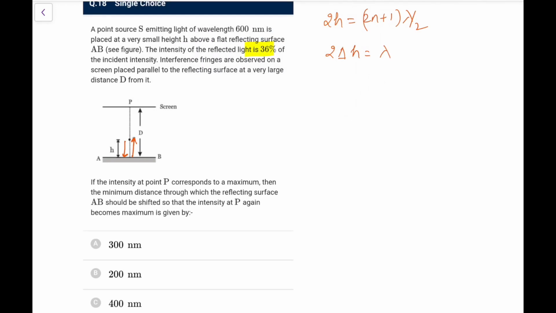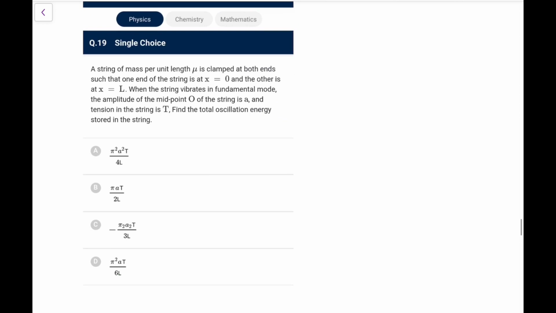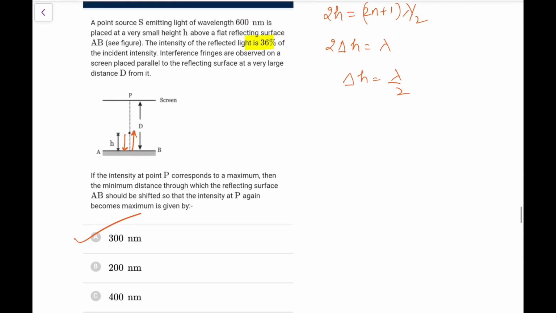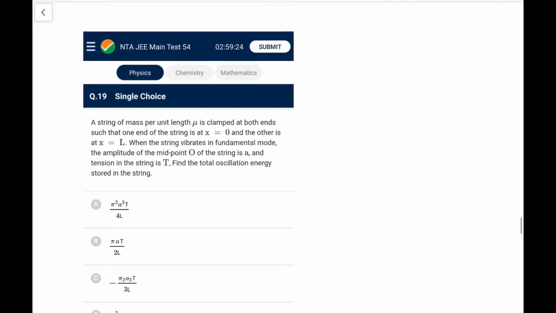So what is the value you need? The change delta h. So the shift delta h would be equal to lambda by 2. Lambda by 2 is 300 nanometers. So the question is very filmy, but the solution is not that difficult if you can understand the question. Moving means the gap has to be changed, either it goes up or it goes down. Now go ahead.